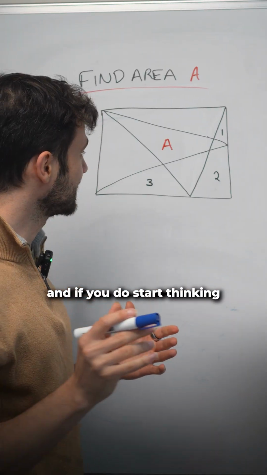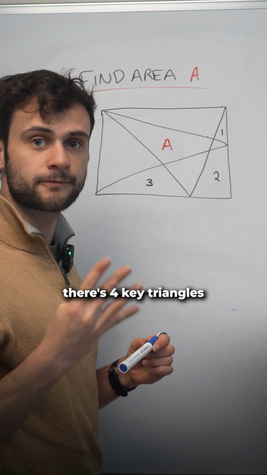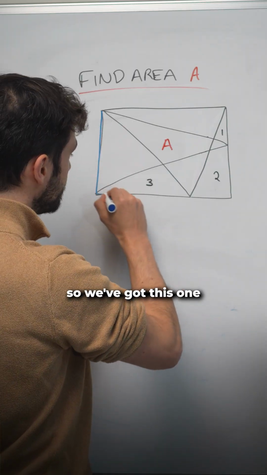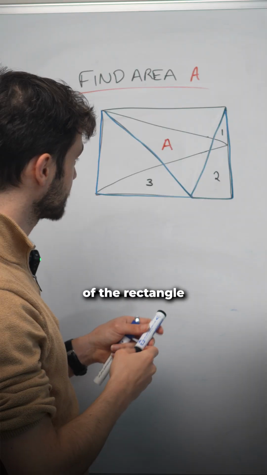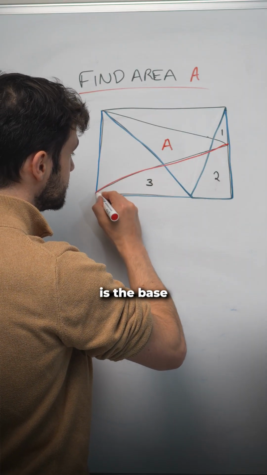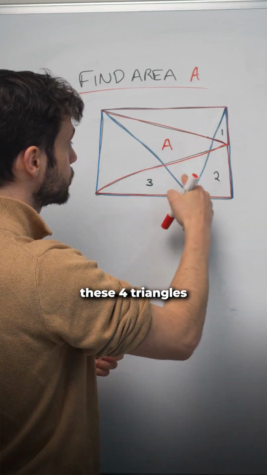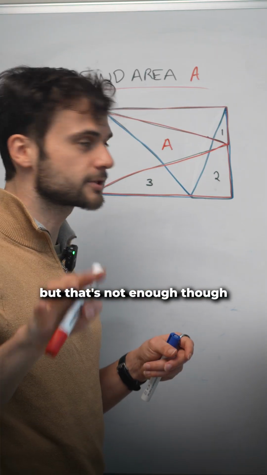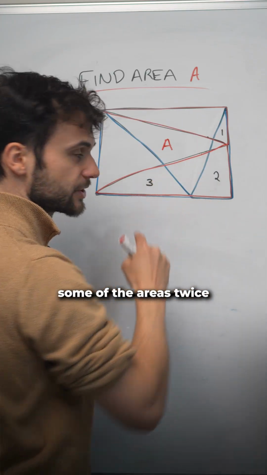And if you do start thinking along those lines, you might see that inside of the rectangle, there's 4 key triangles, 4 right angle triangles. So we've got this one here, those two, one of the sides is the height of the rectangle, and then we've got 2 triangles where one of the sides is the base of the rectangle. And what you notice is if we subtract away these 4 triangles, we're perfectly left with the area that we're looking for.